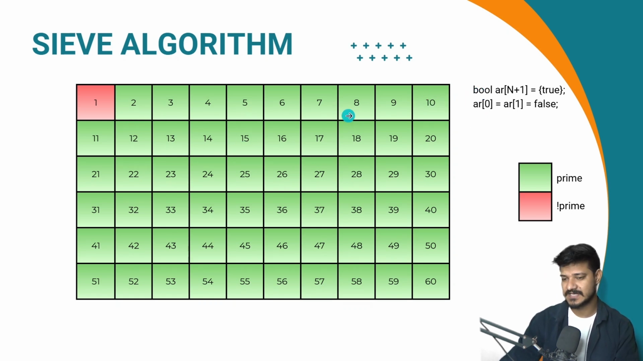This is a one-dimensional array. Just so that I can fit these many numbers on a small screen, I have represented it as a 2D array. This is actually a one-dimensional array, right?